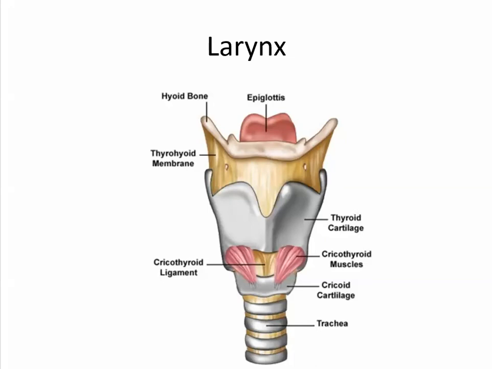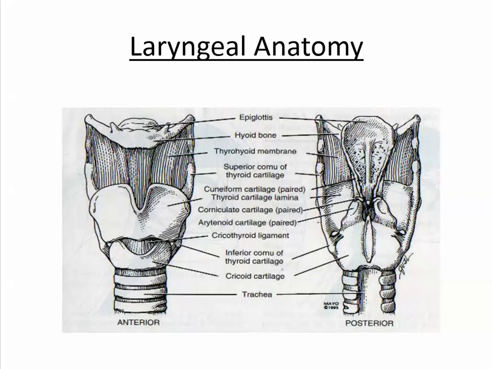This is an anterior view of the larynx, showing the epiglottis, the hyoid bone, the thyroid membrane, the thyroid cartilage, the cricoid cartilage, the cricothyroid membrane, and the muscles, the trachea. This is another picture of anterior and posterior view of the larynx, showing the epiglottis, the hyoid bone, the cuneiform cartilages, the paired arytenoids, the inferior cornea of the thyroid cartilage, the cricoid cartilage, and the trachea.